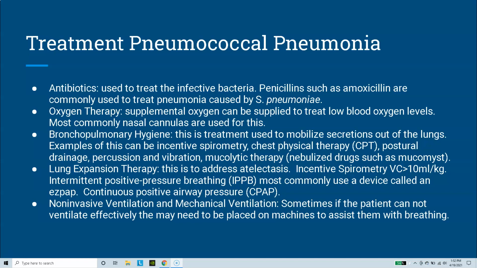Continuous positive airway pressure, or CPAP, most people are pretty familiar with this. The constant positive airway pressure opens up the airways and opens up those lungs. Sometimes non-invasive ventilation and mechanical ventilation can be used. That's if the patient is not ventilating effectively enough and a machine has to be used to help assist that.